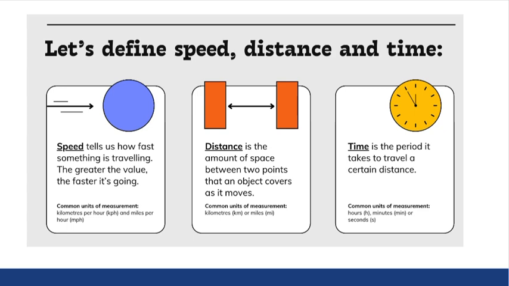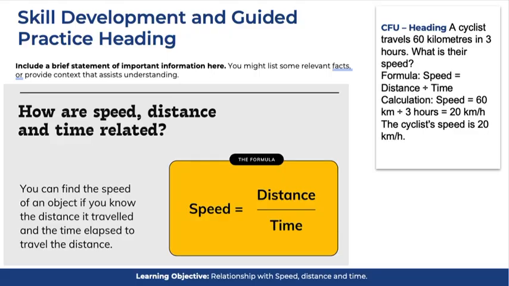Now time is the period it takes to travel a certain distance. So it can be hours, minutes or seconds, right? The time that you will take to reach your destination. Now the other important connection between speed, distance and time is speed is always equal to distance over time.